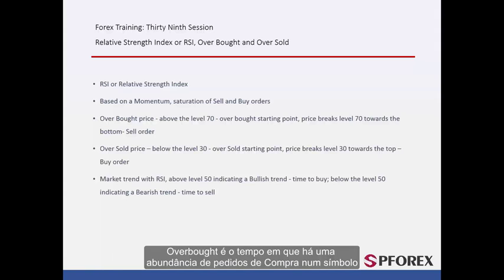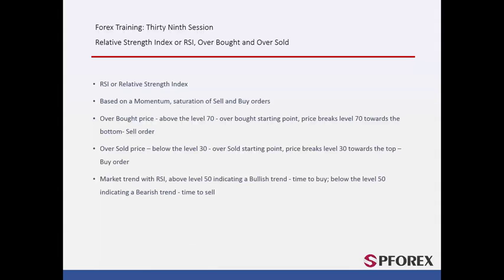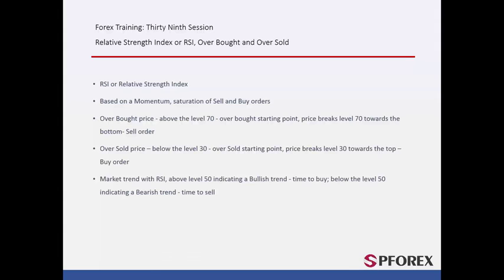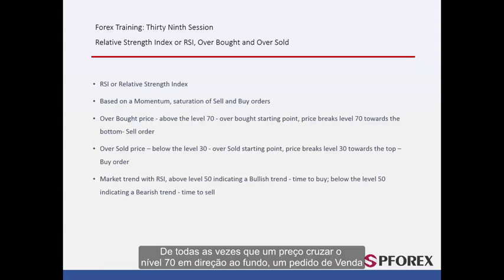Overbought is the time when there is an abundance of buy orders on a symbol and a considerable number of traders are closing their buy orders. Overbought occurs when a trend in RSI passes the level 70 towards the top. Whenever price crosses level 70 towards the bottom, a sell order would be beneficial. Thus, a trader should wait for that moment to place a sell order.